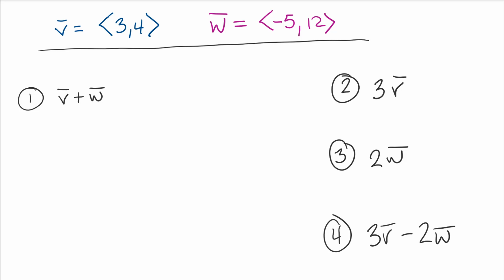Lengths. Magnitudes. It's all the same thing. All right, but we're not even talking about that. So let's add our vectors v and w. Let's go.